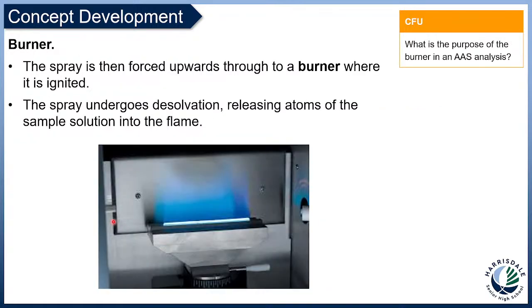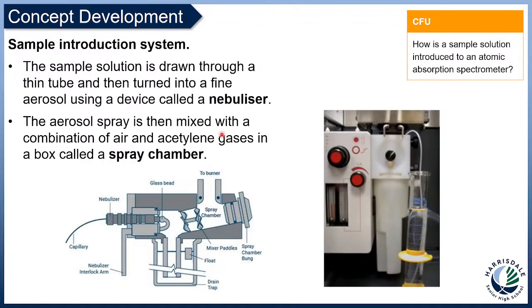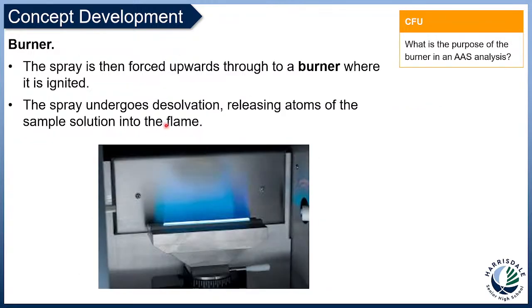Next, a burner. The spray is then forced upwards through to a burner where it is ignited. So these acetylene gases in the spray chamber are there to make sure that your sample does catch on fire and burn. The spray undergoes desolvation, releasing atoms of the sample solution into the flame. Desolvation, again, is where you're removing the solvent. The solvent most often is water.